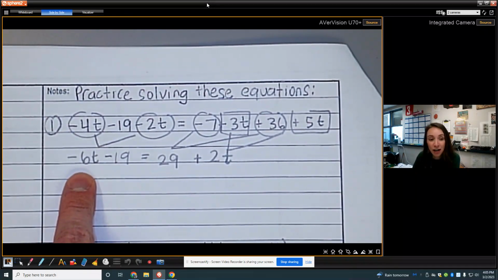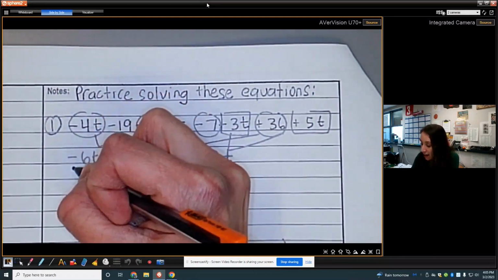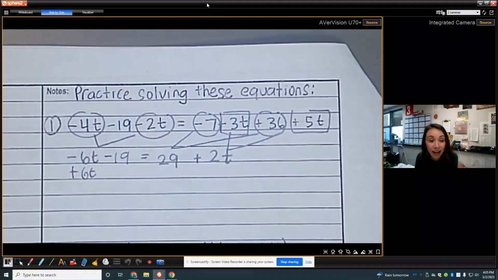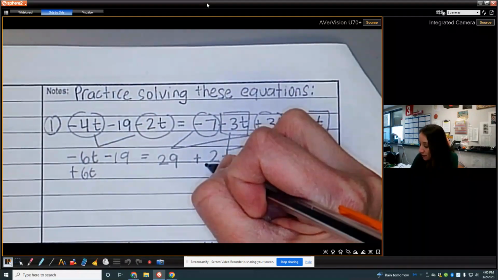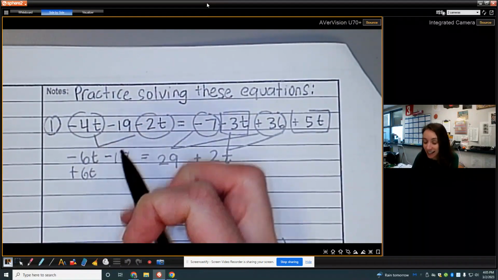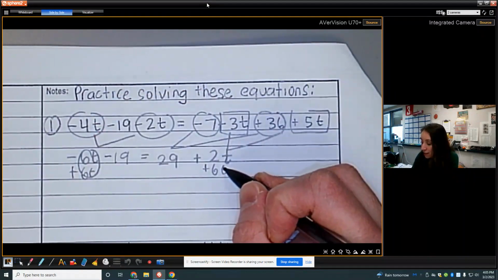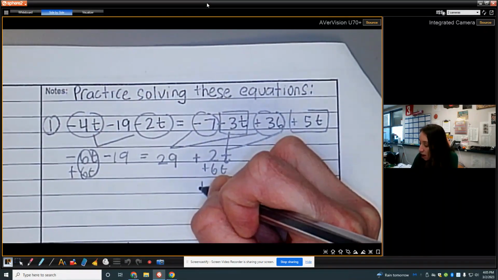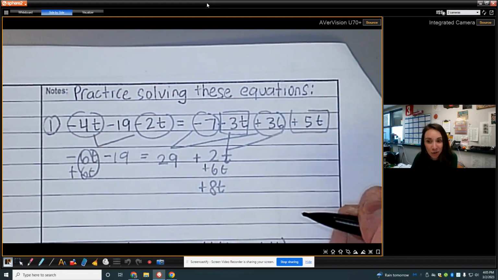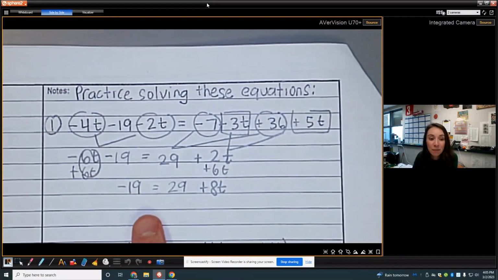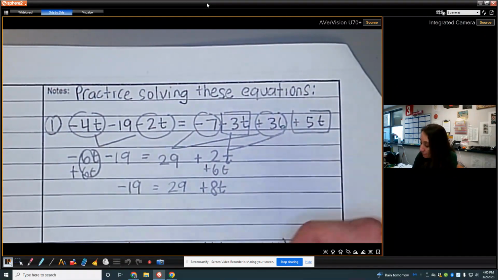The inverse operation of a negative 6t or a minus 6t is a positive 6t, and you've got to do that to both sides of that equal sign. Negative 6t plus 6t is 0. 2t plus 6t is a positive 8t. Now bring down the rest of your problem. From here, I can build it and solve it.